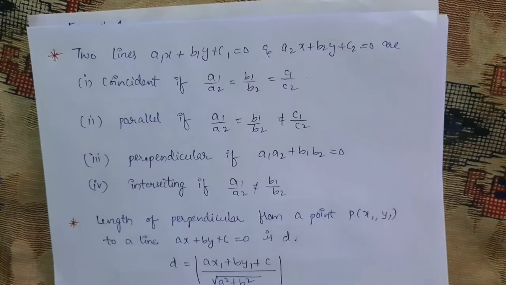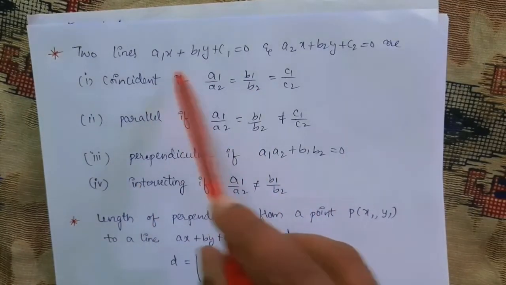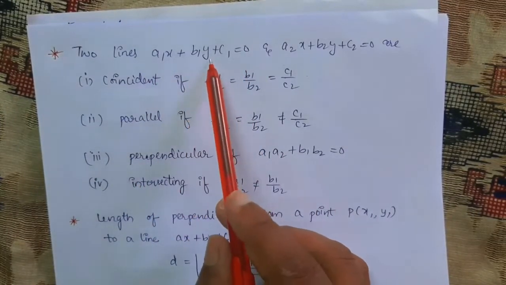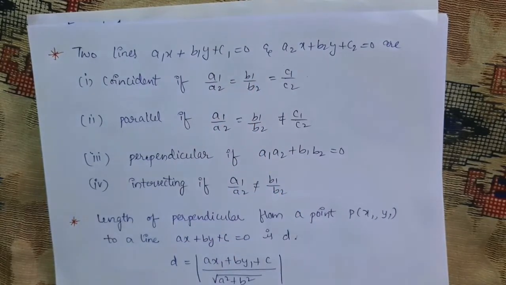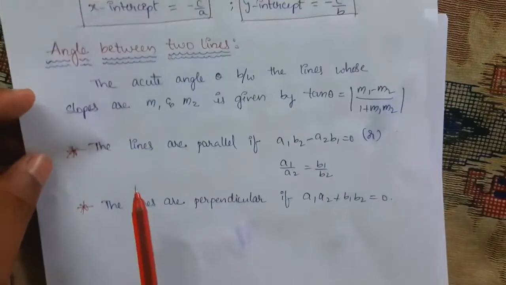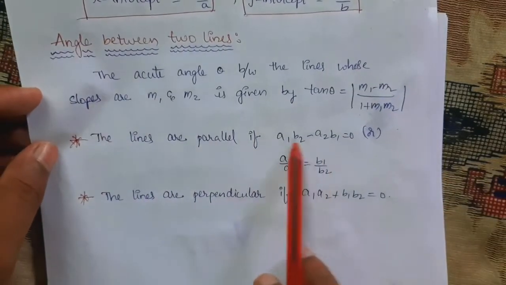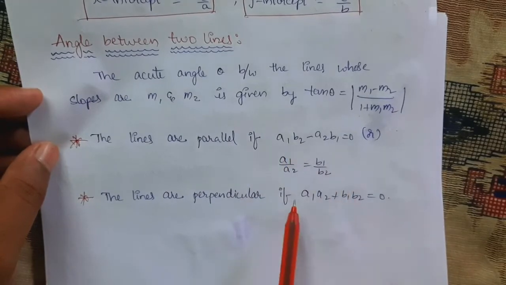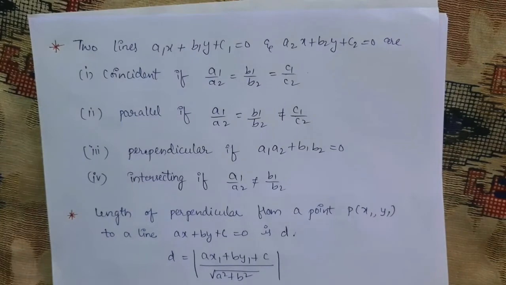Now you see here, two lines: a1x plus b1y plus c1 equal to 0 and a2x plus b2y plus c2 equal to 0. So this is again a deep introduction for this, like when the lines are parallel. Based on this, what are a1, b2, a2, b1, what are a1, a2, what are b1, b2. So here you can understand.